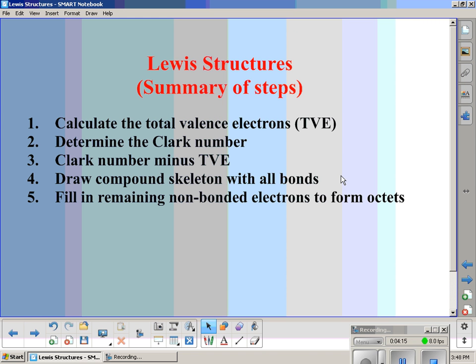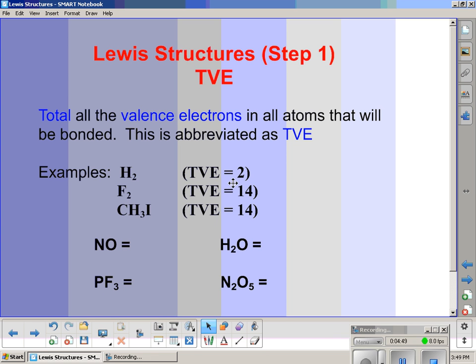Okay, Lewis structures, how to draw them. There's actually 5 steps. Again, you may want to jot this down. We're going to go over each of these steps in detail. First, you calculate the total valence electrons, TVE. Next, you determine the Clark number. I'll show you how to do that. Then you take the Clark number and subtract total valence electrons. You draw your compound skeleton, which is the element symbols with all the bonds and the correct types of bonds. And then you fill in the remaining non-bonded electrons to form octets around each atom. So here we go. Let's do these steps. Our first step is to find the total valence electrons.